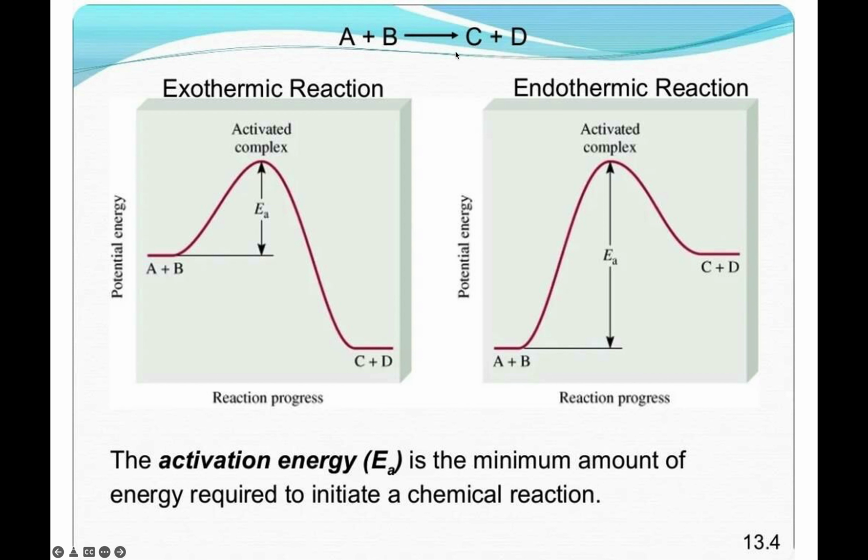Then just take another case. A plus B reactants give you product C plus D. So we are taking two cases. The first one is exothermic reaction and endothermic reaction is the second case, and EA is the activation energy, which is the minimum amount of energy required to start or initiate a chemical reaction. Here potential energy, then reaction in progress. You can see A B reacts, then once it reaches activated complex, this is the activation energy, and it forms the product C plus D. Here this is the exothermic reaction, and you can see this point, the product is formed here.